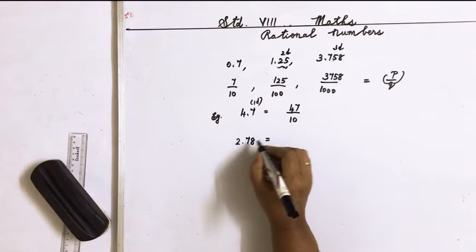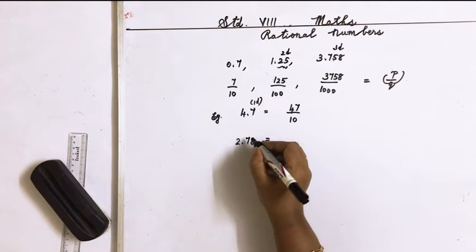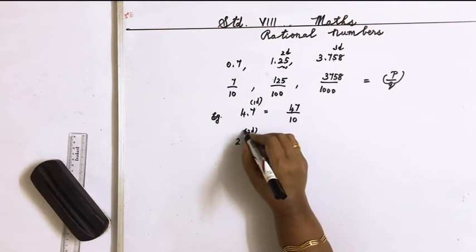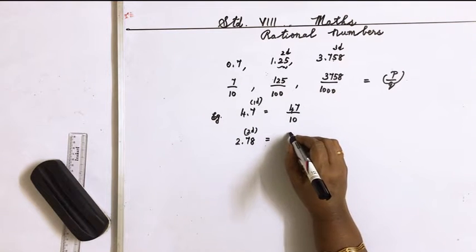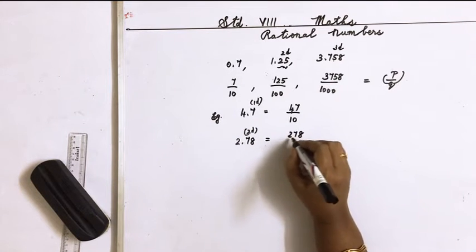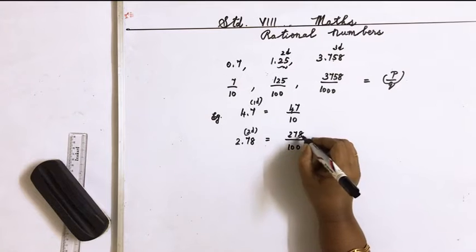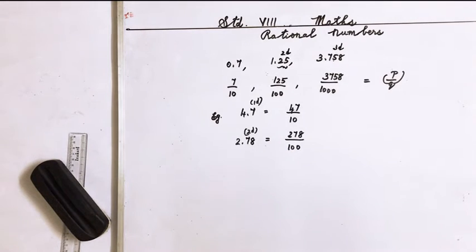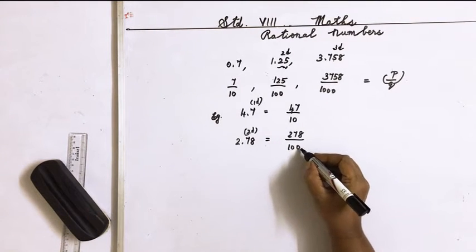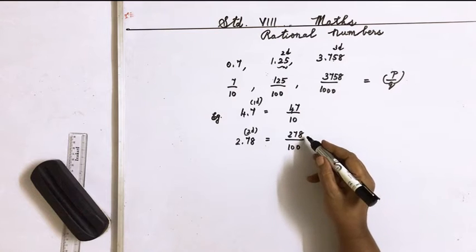2.78. Here after the point we are having two numbers, that is two decimal places. So the denominator is 100. Again this is in the form of P by Q. Denominator is not equal to 0. So this is again a rational number.